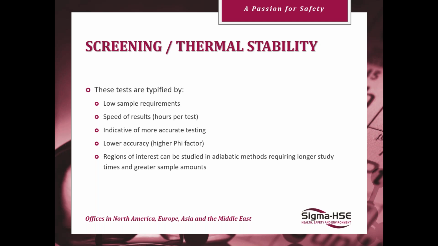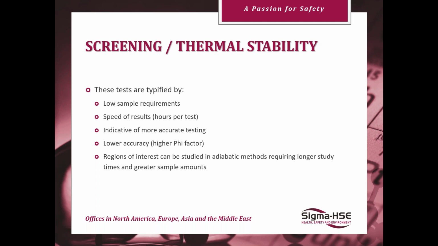You might have only generated a kilo or 2 of material in the lab. So these tests, you've got a low sample requirement. You can share with us a few grams, and we can get this initial data for you. You've got speed of results. So some of these tests can be complete in 2 to 12 hours roughly, depending which test you go for and what the parameters are. And they will be indicative of more accurate testing. So if we find that we've got a couple of exothermic peaks, we can sort of know that in this region of temperature, when we go to a more sensitive technique, we know to look for there.